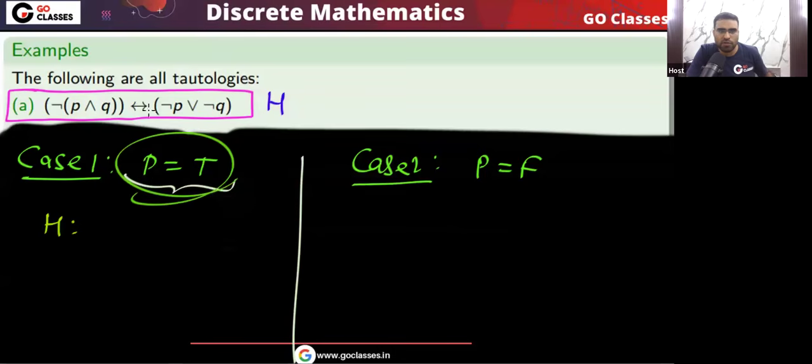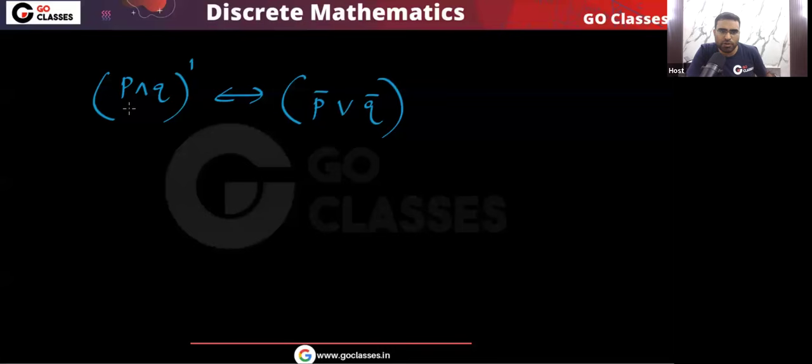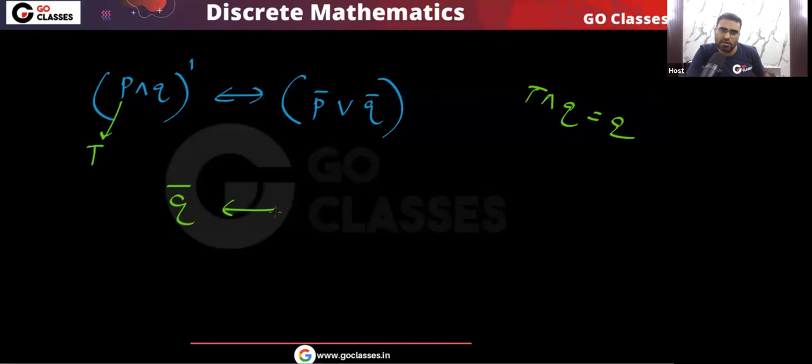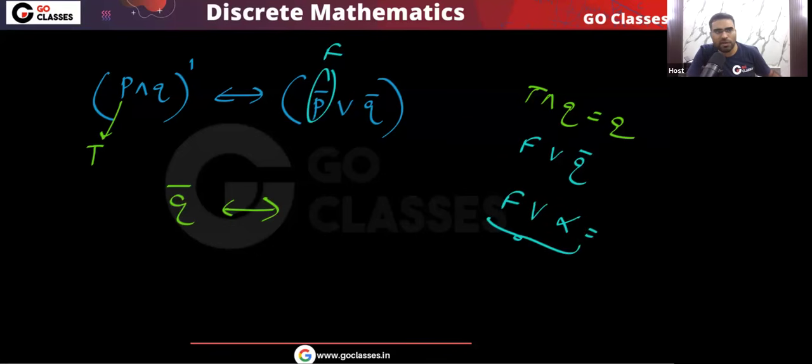Now when P is true, just put P true. So when I put P true, what is true and Q? True and Q, that is Q. So this will become Q bar. Biconditional. When I put P true, then P bar will become false. What is false or Q bar? Remember, false or alpha will depend only on alpha. False or alpha is the same as alpha. So finally I can say that false or Q bar is Q bar.